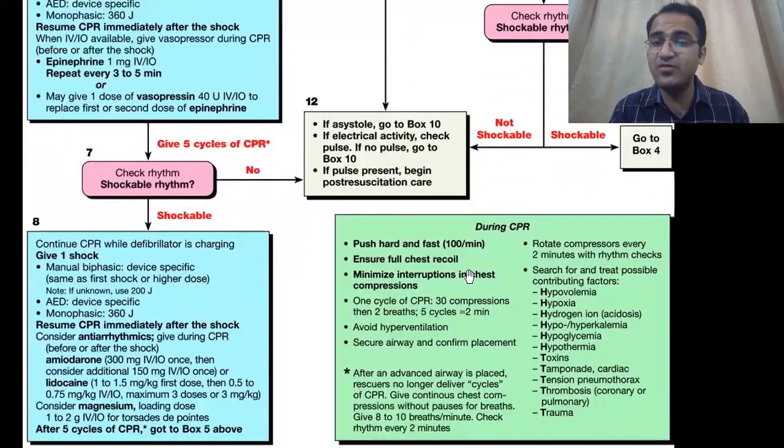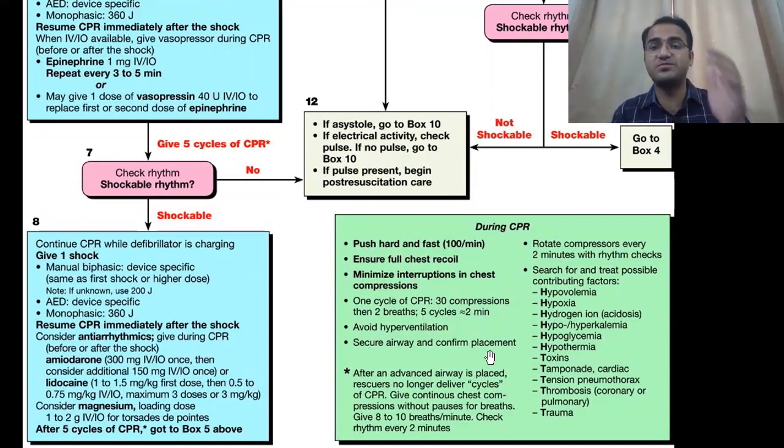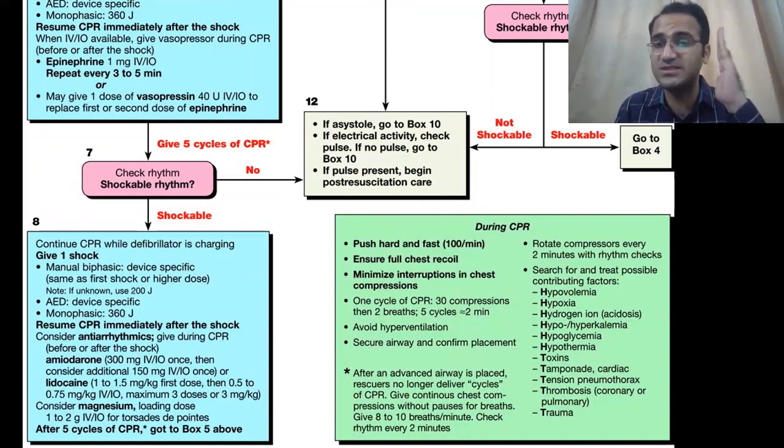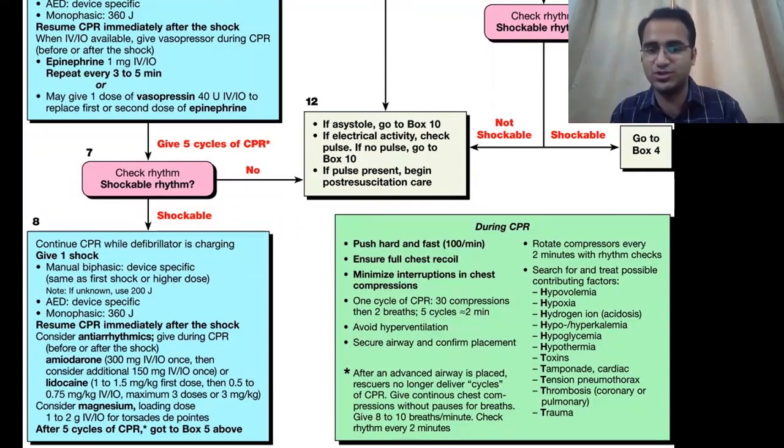During CPR, there are a few important points that I will talk about. You have to push hard, you have to push fast, and push at the rate of 100 per minute. Ensure full chest recoil between the compressions, minimize interruptions. One cycle should be of 2 minutes, and you secure the airway and confirm placement. Remember that circulation is important. Circulation is the foremost thing. It is the CAB approach, not the ABC approach.